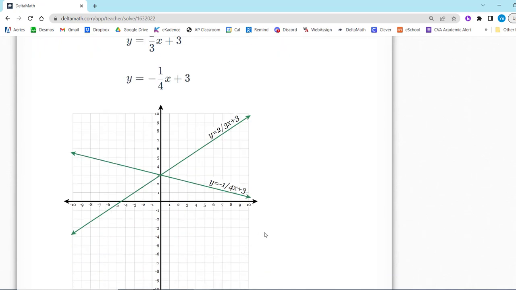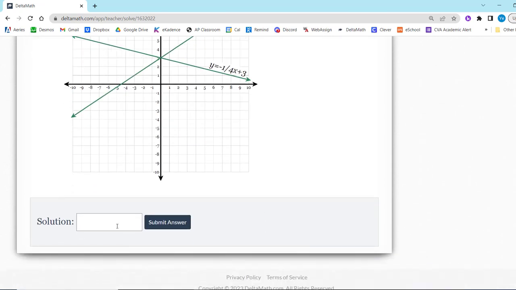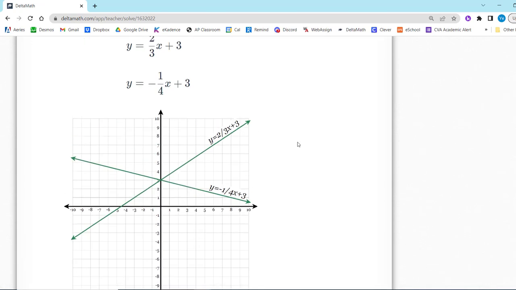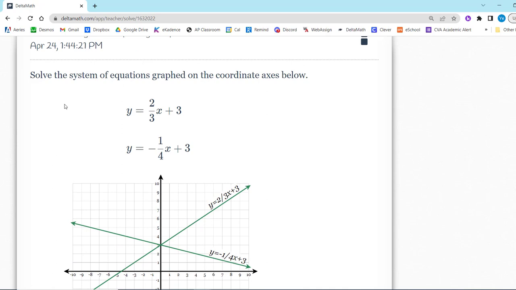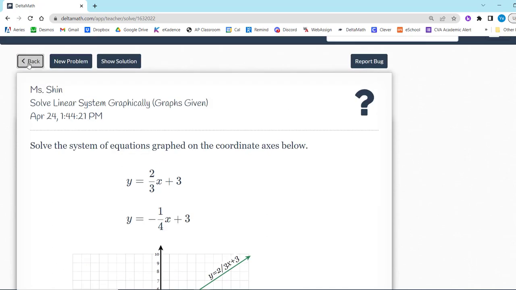Now, what if the lines never touch? What if the lines never cross or meet? Then technically your solution will be no solutions, right? Because it never happens. There's never an x and y coordinate value that will work for both.